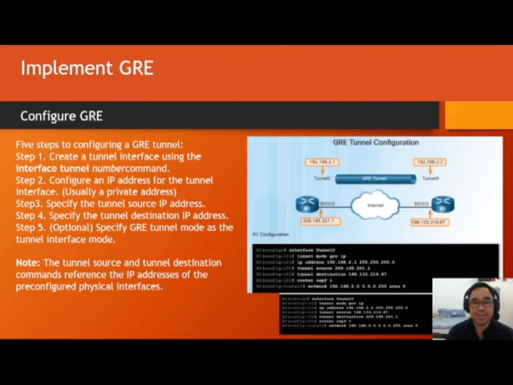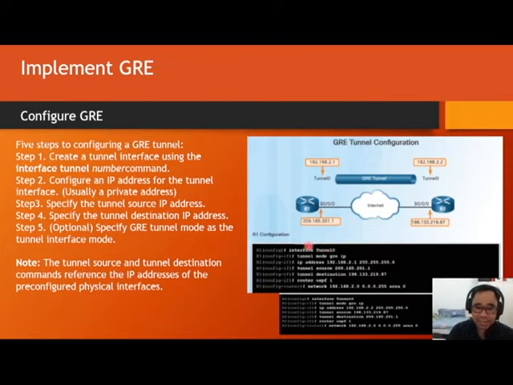So, five steps to configure a GRE tunnel. Okay, step 1, create a tunnel interface using the interface tunnel command. In the configuration, you type interface tunnel and put where you want to start, usually 0. Step 2, configure an IP address for the tunnel interface. It's usually a private address, like 192.168 and so on.